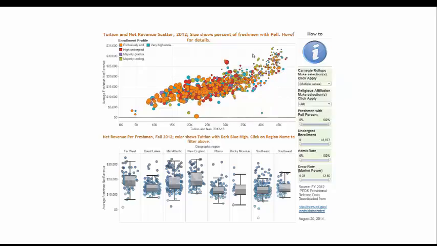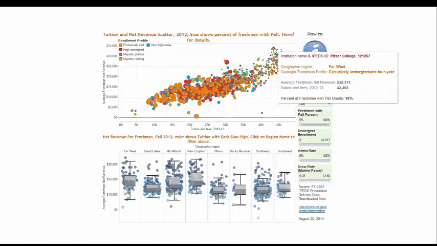And as we get further up here, we can look at another institution. Here's Pitzer, far west, exclusively undergraduate, and their revenue is $34,312 off tuition and fees of $43,000. But we only have 10% of the freshmen with Pell Grants, which means that the majority of that's probably funded in other areas. And that's the reason I mentioned Pell Grants: when we talk about IPEDS data, IPEDS is compulsory for those institutions who have students who are receiving or eligible for Pell Grants.